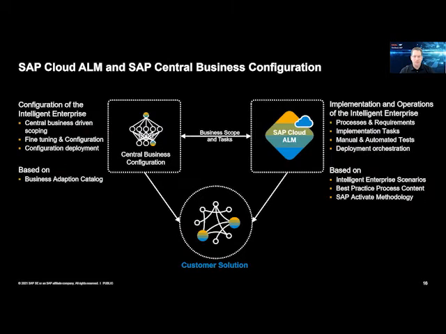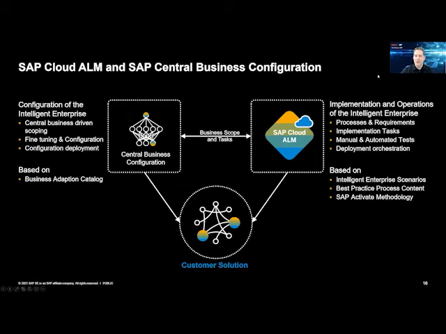Okay, so just one more deep dive into the integration of SAP Cloud ALM and SAP Central Business Configuration. As I mentioned before, we have the customer solution, which is the business solution that you will use afterwards. The solution is connected to both Central Business Configuration and SAP Cloud ALM. And of course, Central Business Configuration and Cloud ALM are also connected. The role of Central Business Configuration is to configure the intelligent enterprise, starting with SAP S/4HANA Cloud, to do the configuration, to deploy the configuration, and is based on the business adaptation catalog.